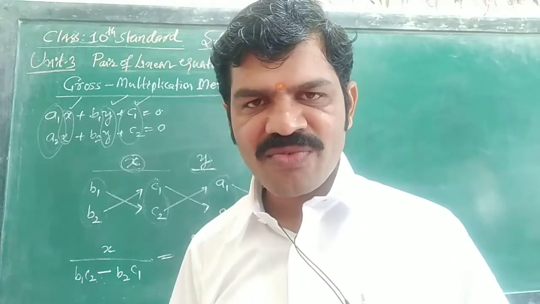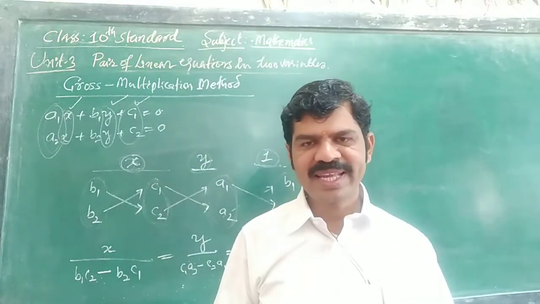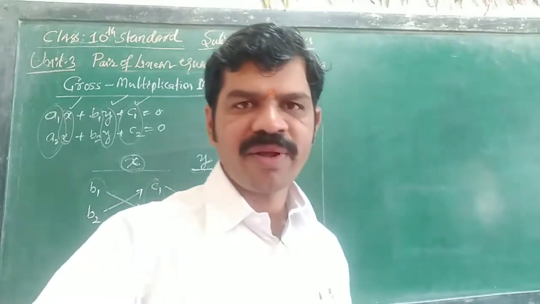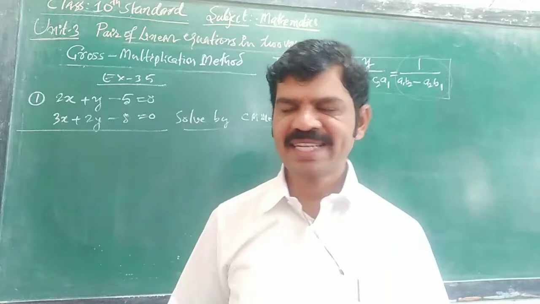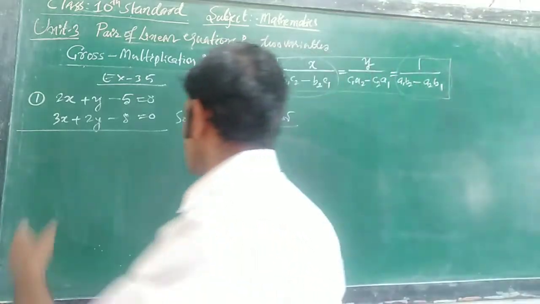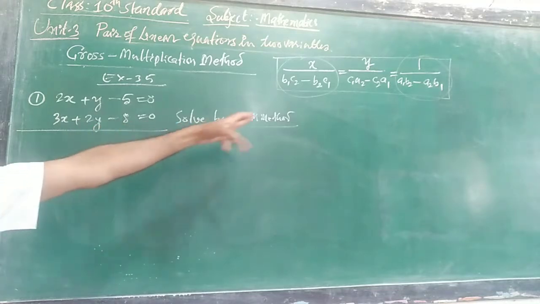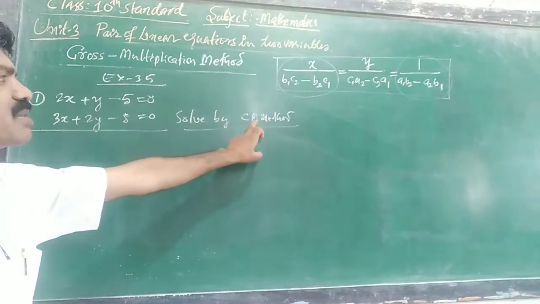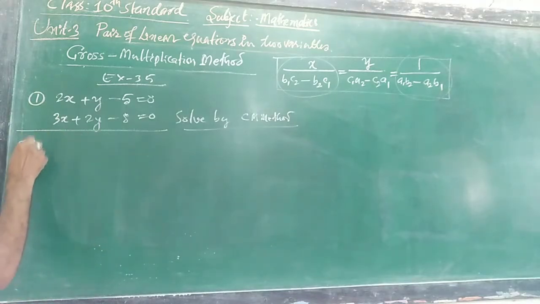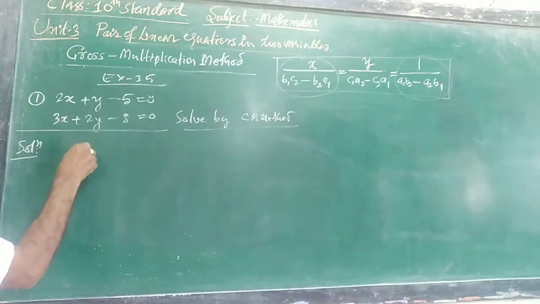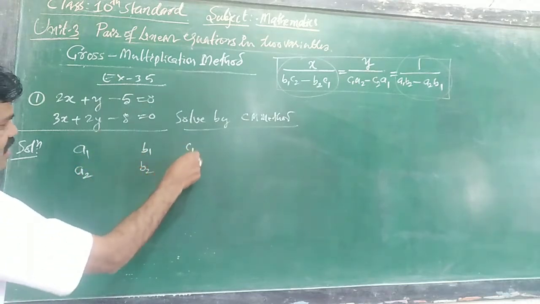If we solve some problems, then this formula will stay in mind. Now, students, we have a problem on the cross multiplication method. See here: 2x plus y minus 5 is equal to 0, and 3x plus 2y minus 8 is equal to 0. Solve by the cross multiplication method. From this question, we have to extract the a1 and a2 values, the b1 and b2 values, and the c1 and c2 values.